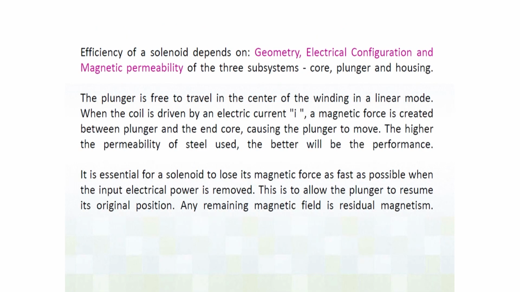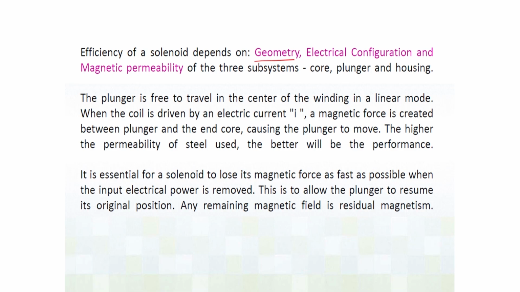So, naturally the efficiency of such a system depends on the geometry of the system, the electrical configuration, and the magnetic permeability. So, for example, the plunger is free to travel in the center of the winding, whether in a linear mode or non-linear. Usually it is loaded with a Belleville spring to keep it linear, and when the coil is driven by an electric current I, a magnetic force is created, and you have to keep in mind that this is actually the number of turns per unit length. So, again geometry plays an important role.